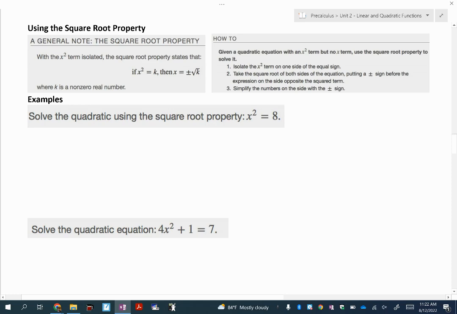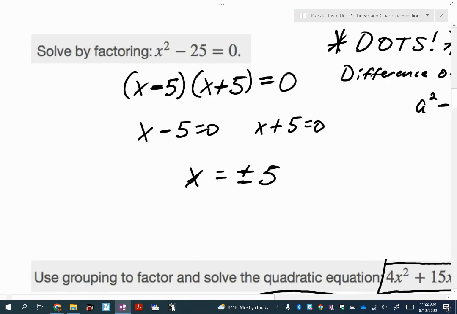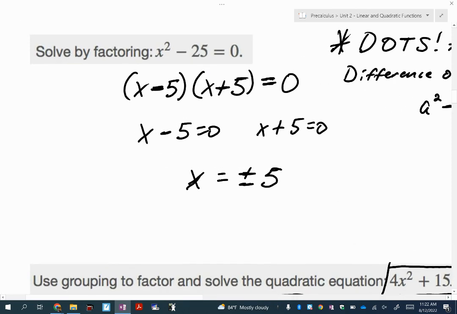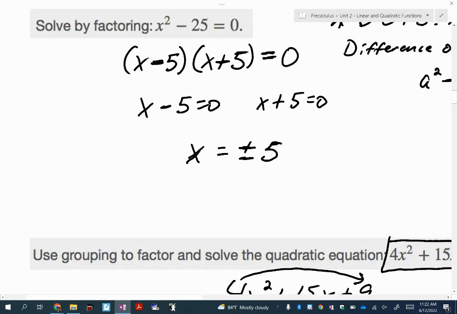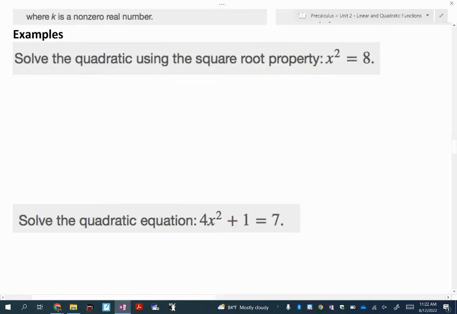And so solving that difference of two squares problem, which we did here, we could have moved the minus 25 to the right side and then used this square root property by taking the square root of both sides. So that's what I'm going to do with this one here. I'm going to rewrite x squared equals 8. I'm going to take the square root of both sides to get x equals, and make sure you put plus or minus the square root of 8.